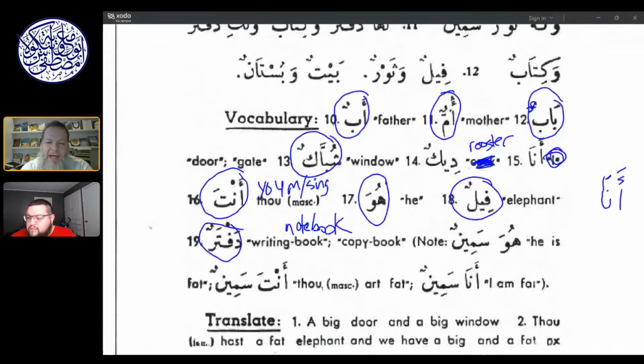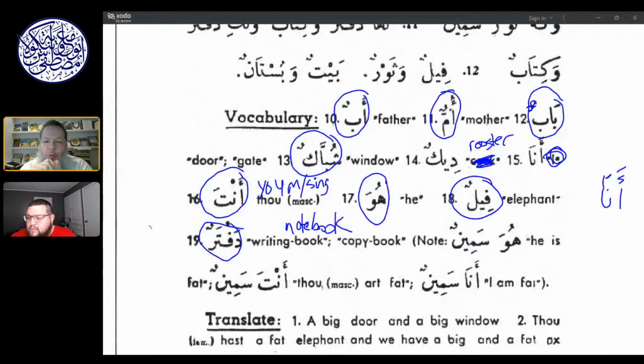Ab is father. Umm is mother. Bab is door or gate. Shubak, window. Deek, rooster. Ana, I. Anta, you, to a male singular. Anti, to a female. Huwa, for a male, he. Feel is an elephant. And daftar is a notebook.